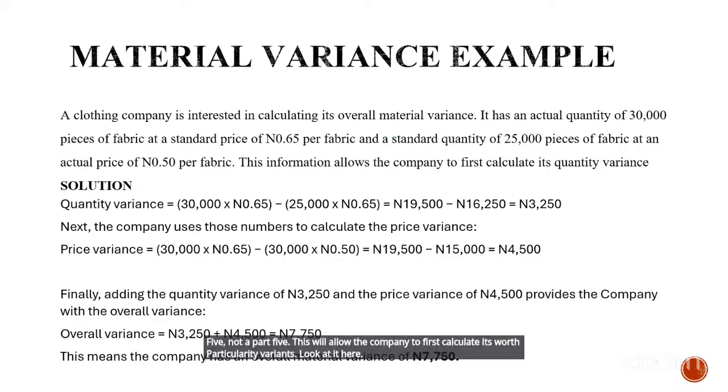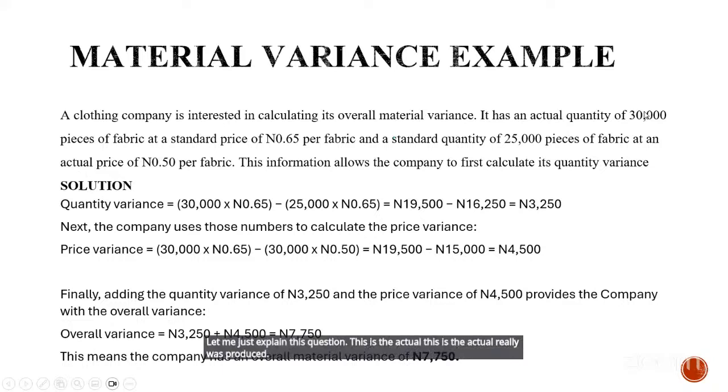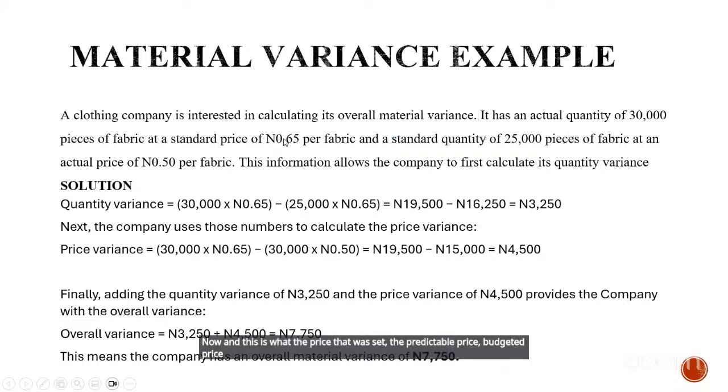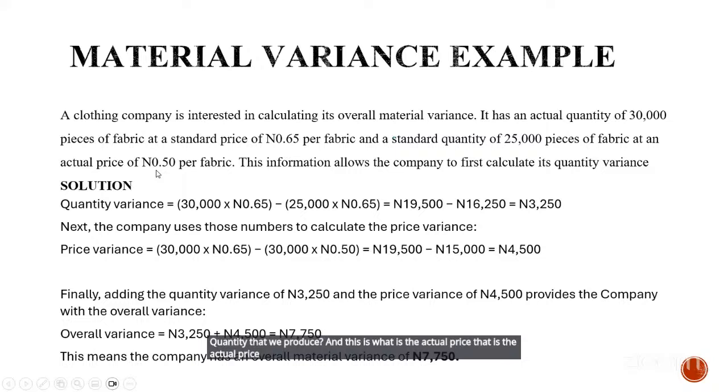Look at it here. Let me just explain this question. This is the actual, this is what really was produced. Now, this is the price that was set, the predetermined price, the budgeted price. And this is the standard. This is what they projected that they will produce. That's the projected or standard quantity they will produce. And this is the actual price that they incurred per fabric to get this.